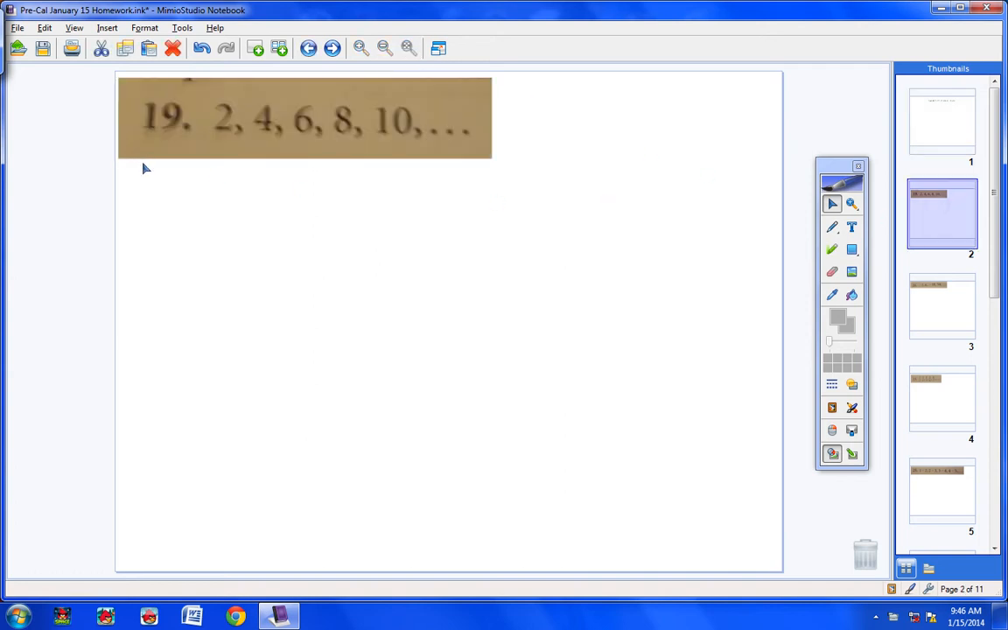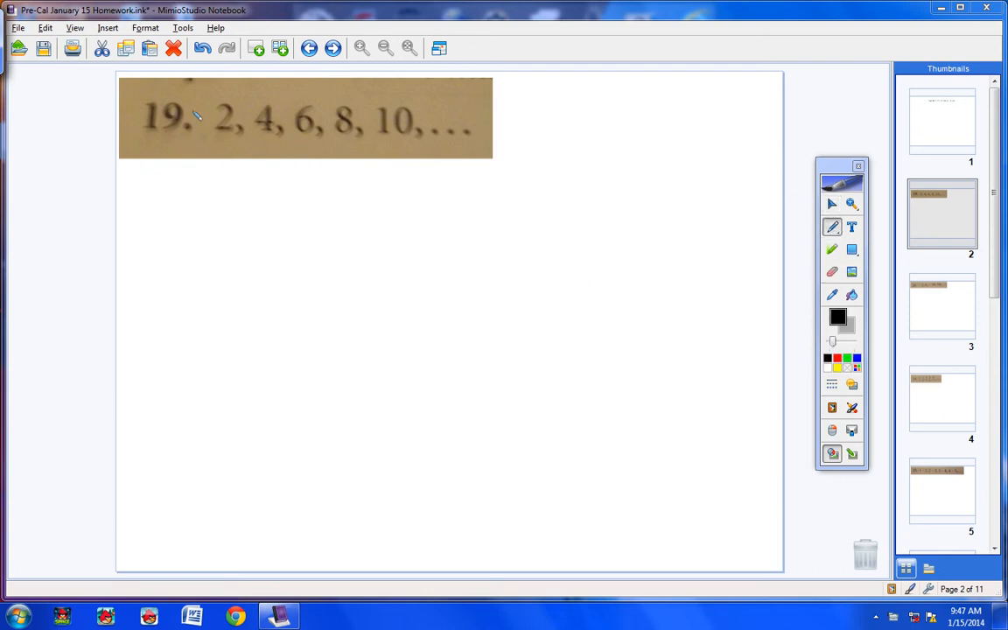Let's take a look first of all at numbers 19 through 27 odd. The directions say, predict the general term or nth term of the sequence. Answers may vary, and it is true that sometimes you will get more than one answer. There's more than one possible answer. So, all right, here we go. Let's go ahead and get started here.